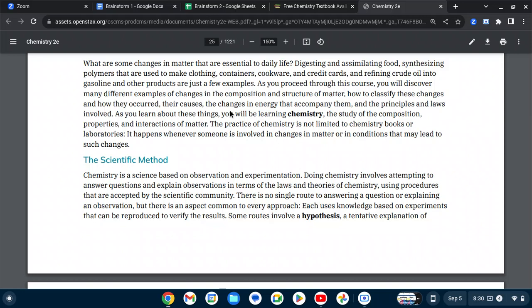As you learn about these things, you will be learning chemistry, the study of the composition, properties, and interactions of matter. The practice of chemistry is not limited to chemistry books or laboratories. It happens whenever someone is involved in changes in matter or in conditions that may lead to such changes.